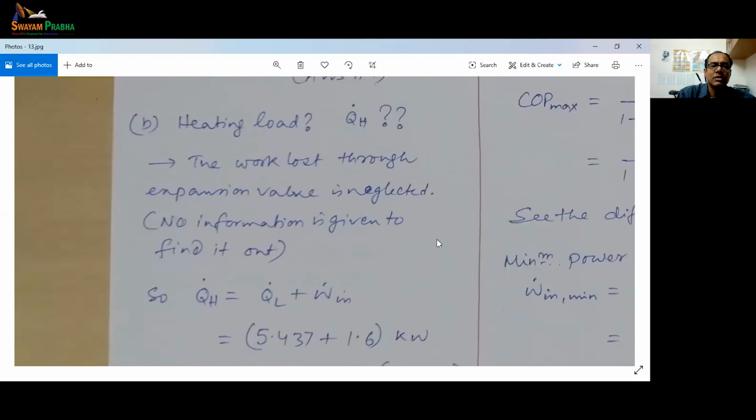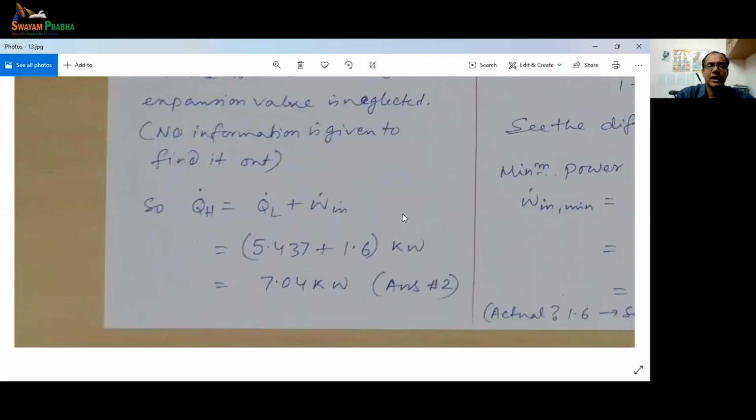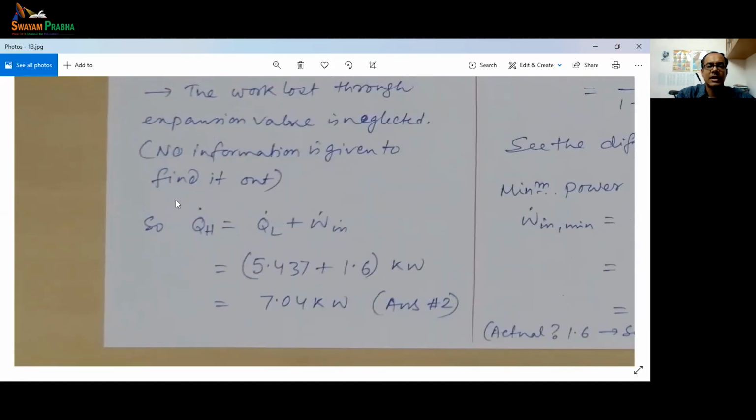Now how can you find it out? You can apply the first law for the control volume around the whole thing, and you can see that the work lost through the expansion valve is neglected. Nothing is given, no information is given to find it out, and usually it is extremely small, that's why we can neglect it. So the first law gives us the heat output, Q dot H, equal to heat input Q dot L plus work input.